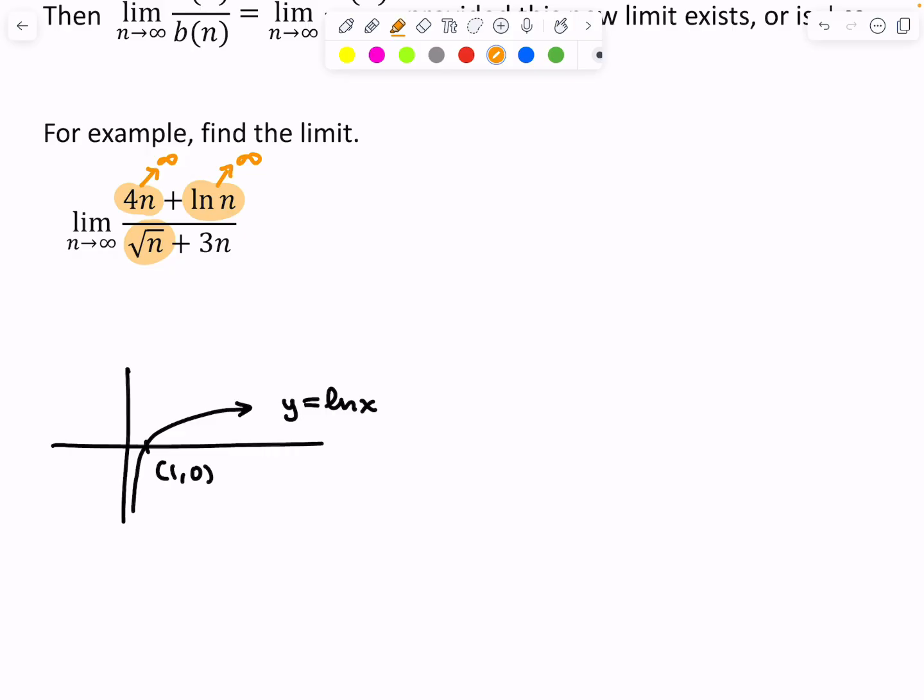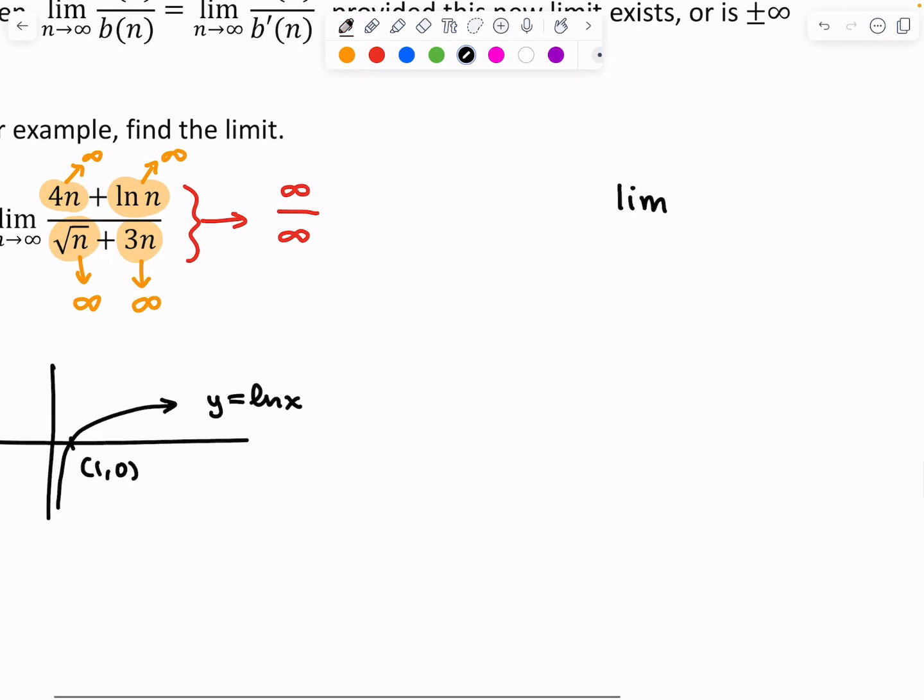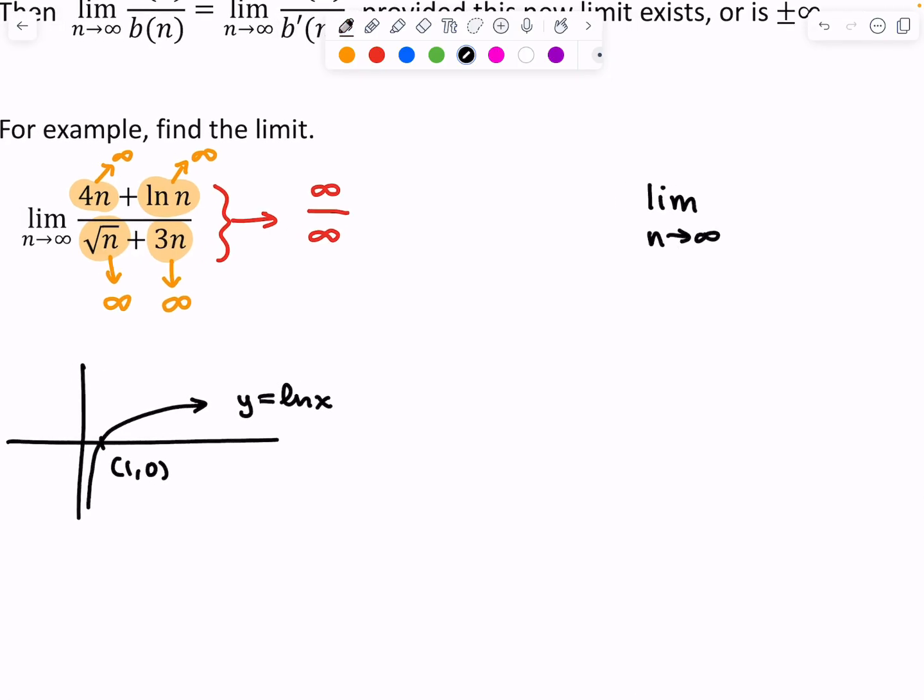In the denominator, this radical n and this 3n both will approach infinity as n approaches infinity. So overall, this fraction will approach infinity plus infinity, which is still infinite, over infinity plus infinity, which is still infinite. This is a trigger for the use of L'Hopital's rule. So we get to instead consider the limit as n goes to infinity, and we differentiate as if n is a continuous variable, both the numerator function and the denominator function.